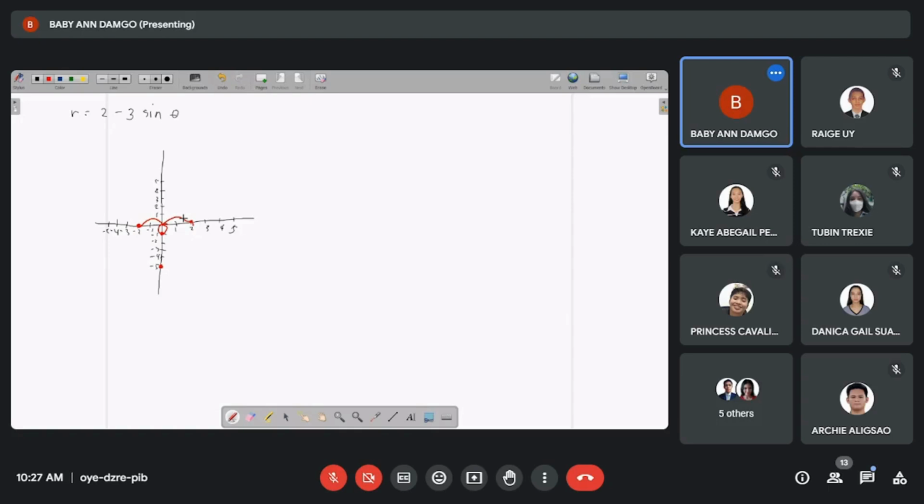Okay, practice. So we have R is equal to 3 plus 4 cosine theta. Okay, if you're done, kana, please ko send sa to ang group chat.